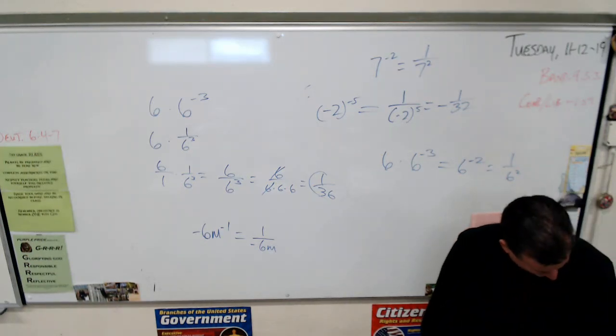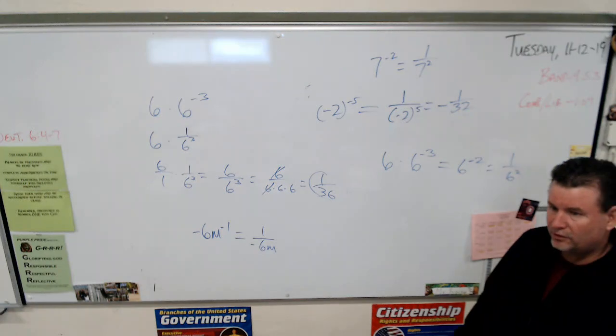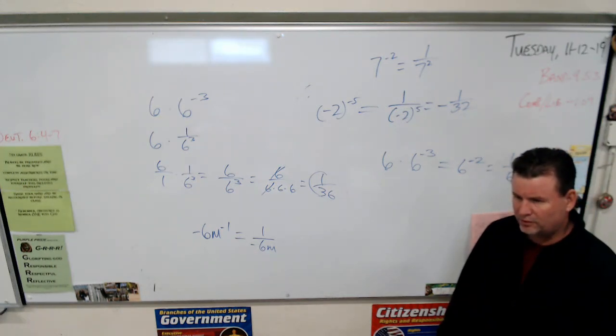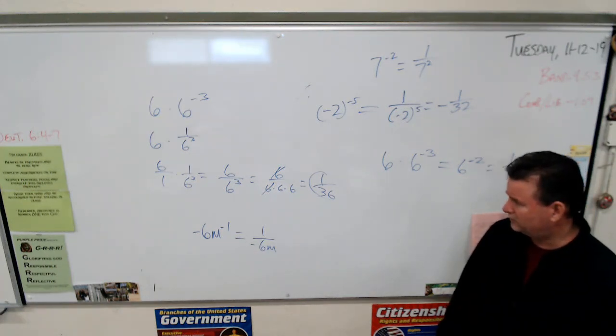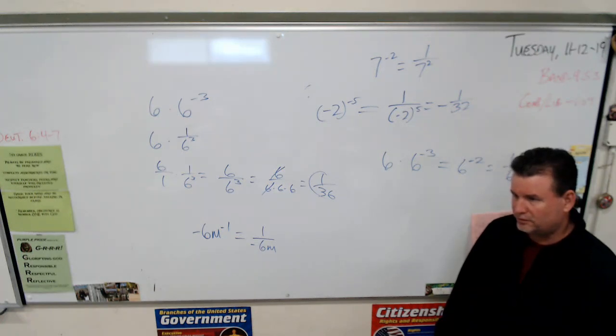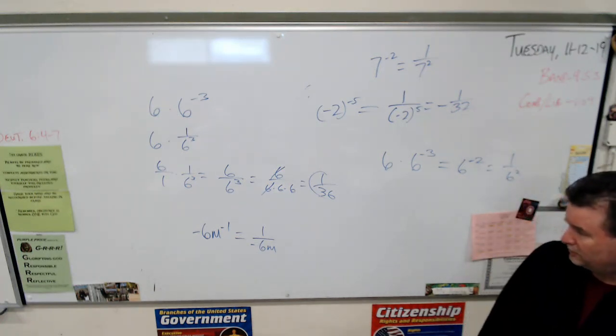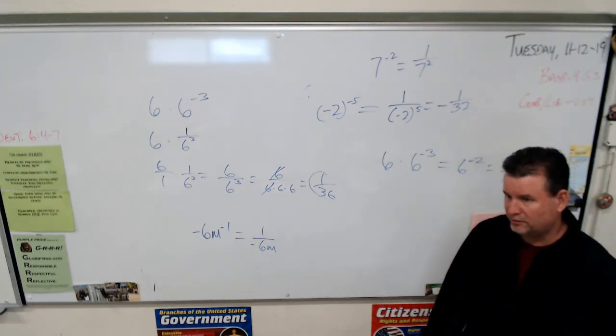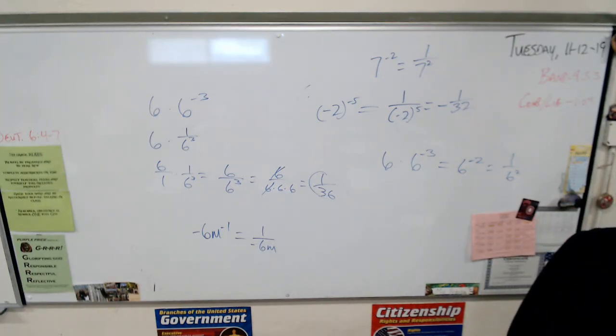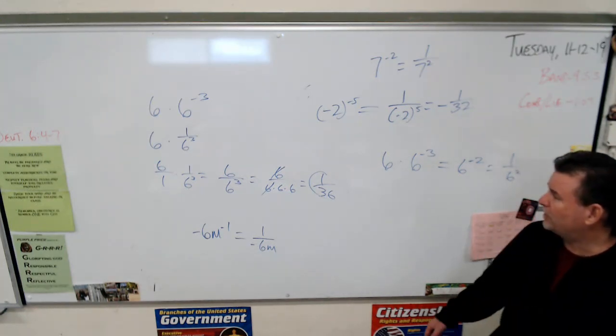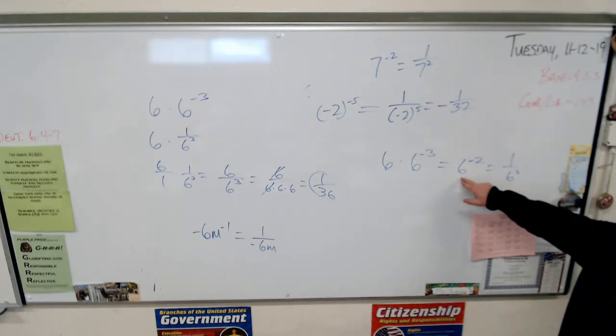Go ahead. I got 1 over positive. Why? Because you didn't put the negative sign? Because we actually changed it to positive. No, that's only the exponent. No, you're changing the exponent to positive. Oh, this doesn't change.